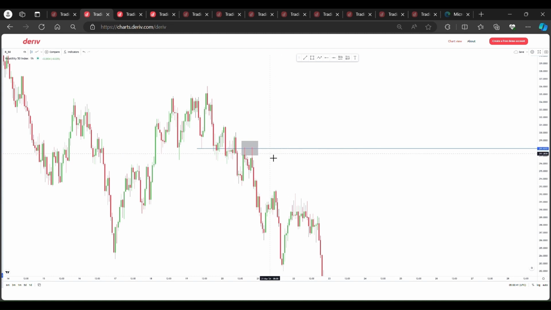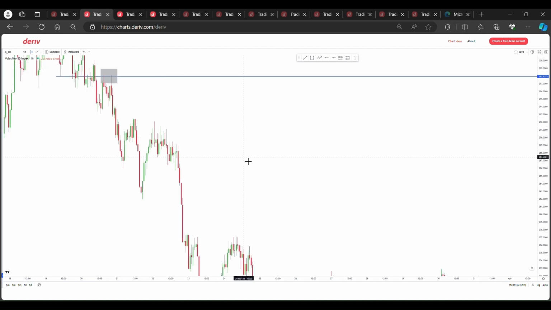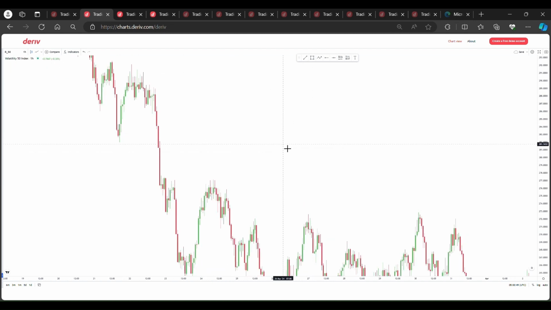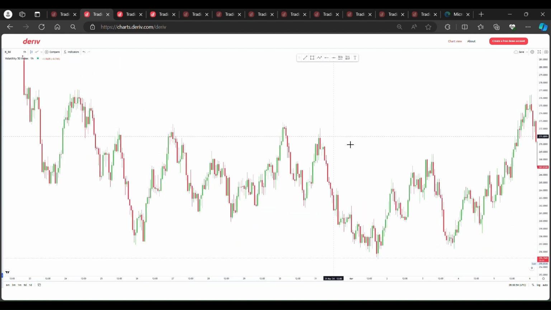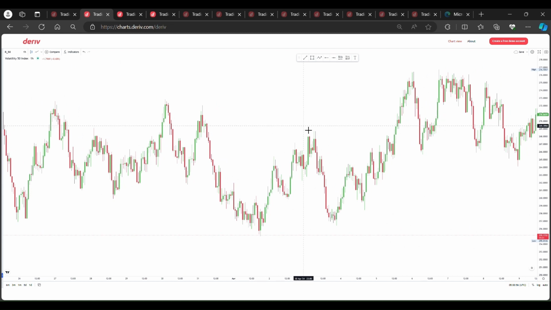Just at the tip, price tapped the tip, then pushed to the downside. So this concept works in any financial instrument: currency pairs, synthetic indices, crypto, anything. Now let's look at another example of this.